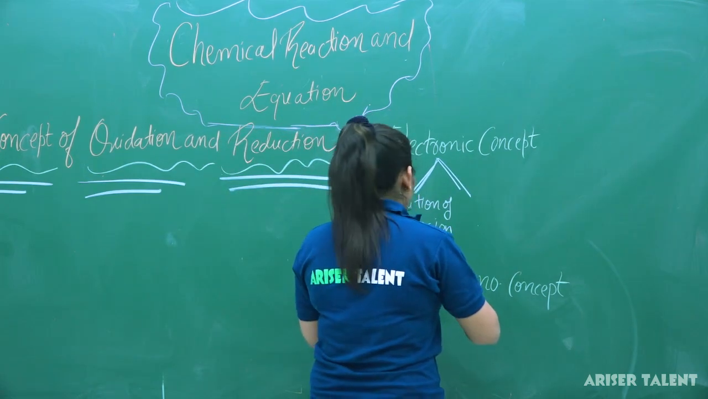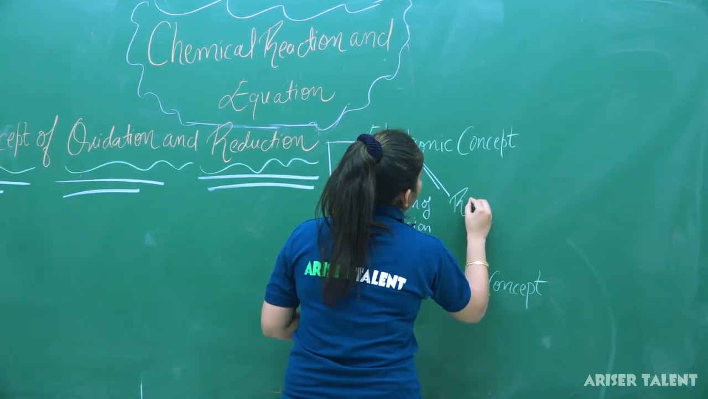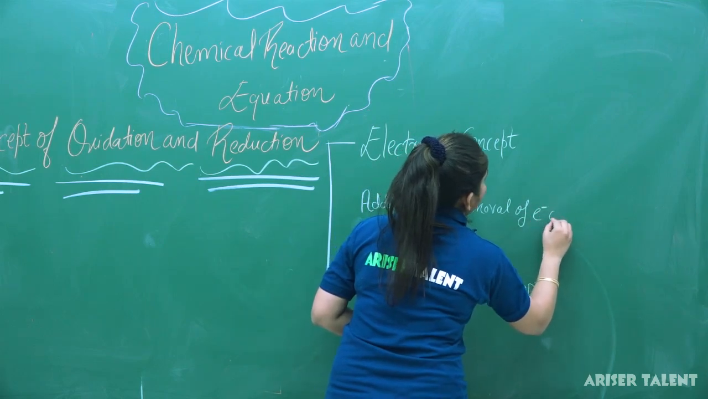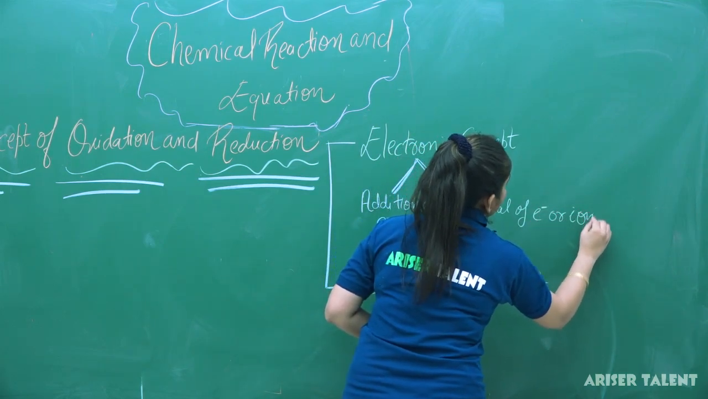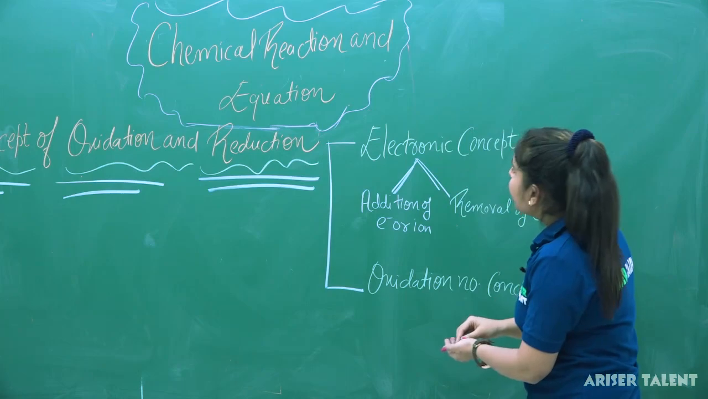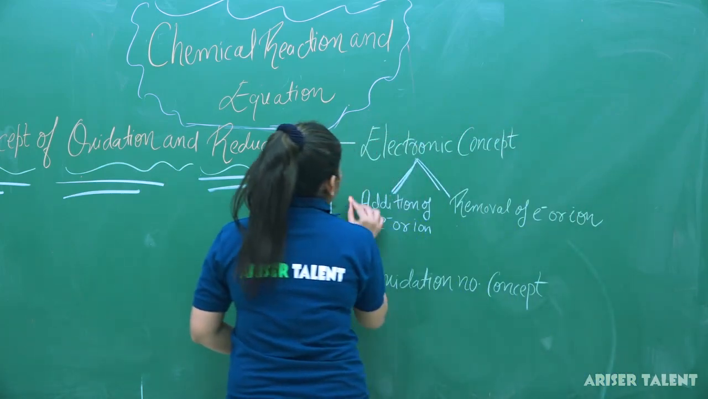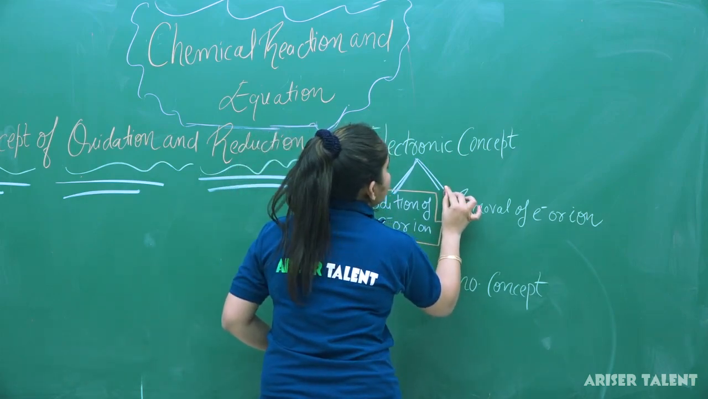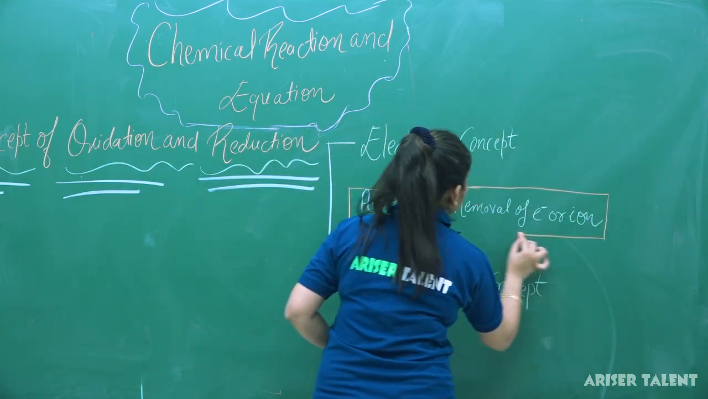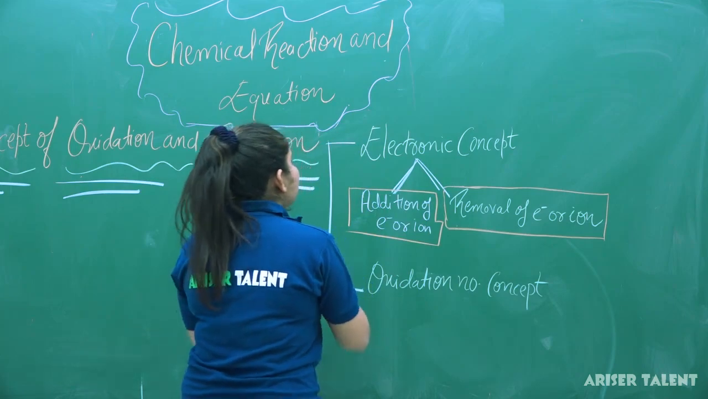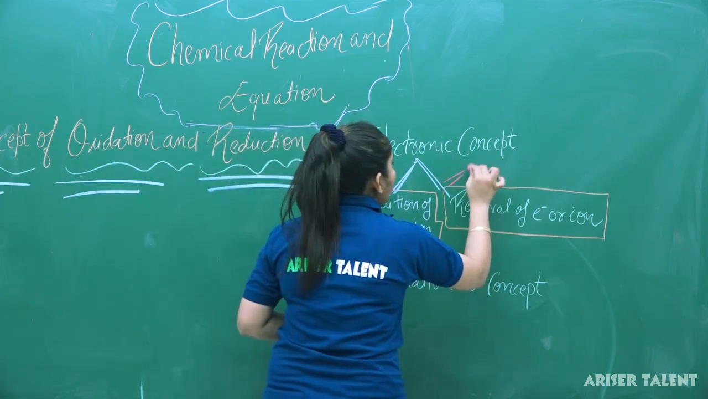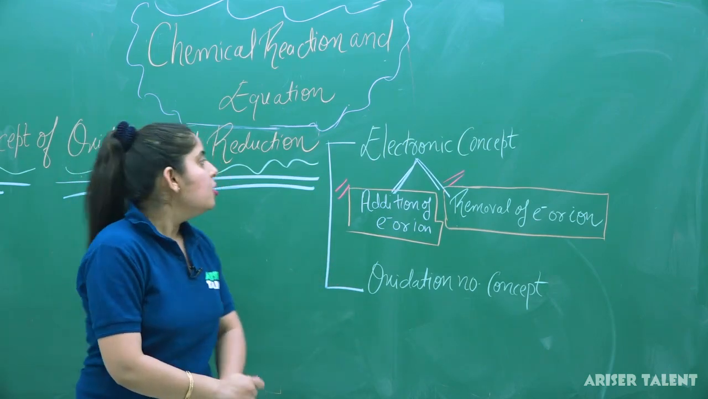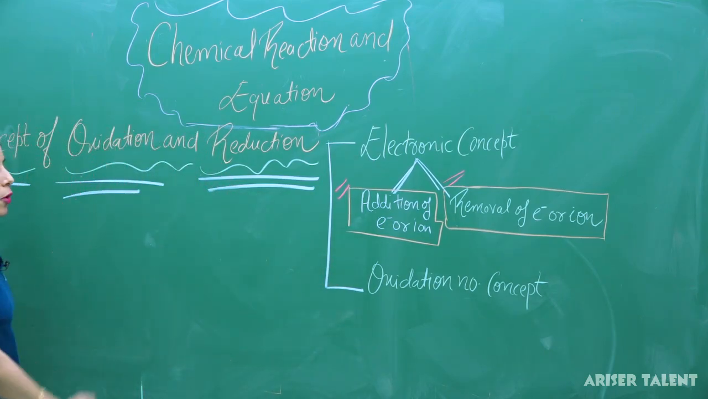On the other hand, there will be the opposite phenomenon, that is removal of electron or ion. So firstly, we will deal with our first category, that is addition of the electron, and the second one, removal of electron. We will discuss these two categories one by one, then we will proceed to our next concept, that is the oxidation number concept. So our first concept is the electronic concept.